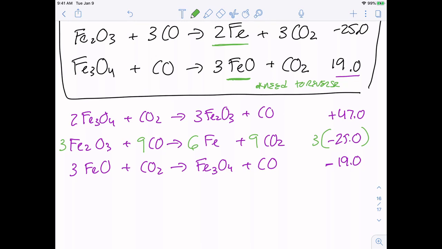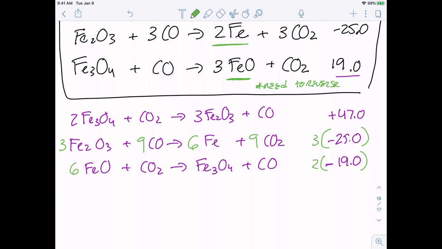The next one I'm going to look at, my Fe3O4. On my first reaction, there's 2 of them. On my product side of my third reaction, my Fe3O4, there's only 1 of them. Again, to get them to cancel, they need to be the same number. So I'm going to take that bottom reaction, and I'm actually going to multiply the entire thing by 2. So I also need to multiply its enthalpy change by 2. So going through this 3, I'm going to multiply it by 2, so it becomes a 6.